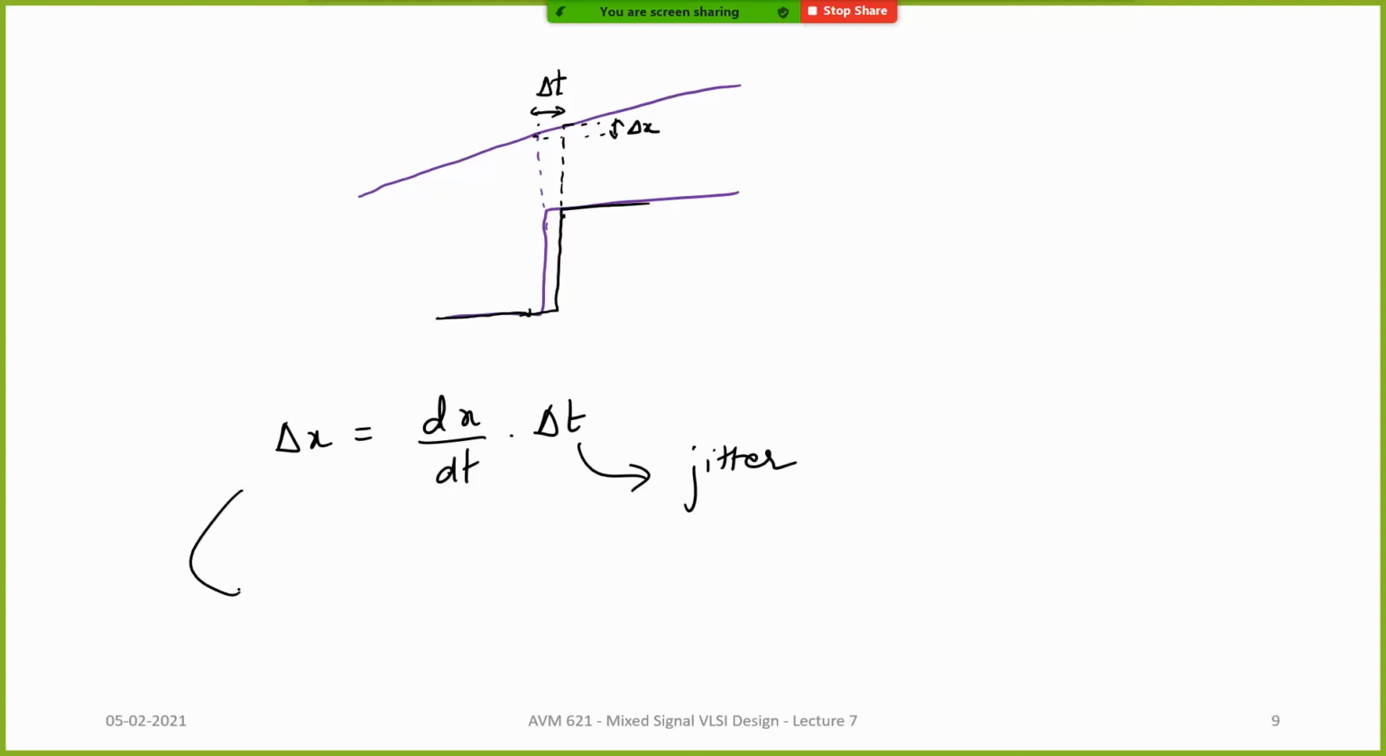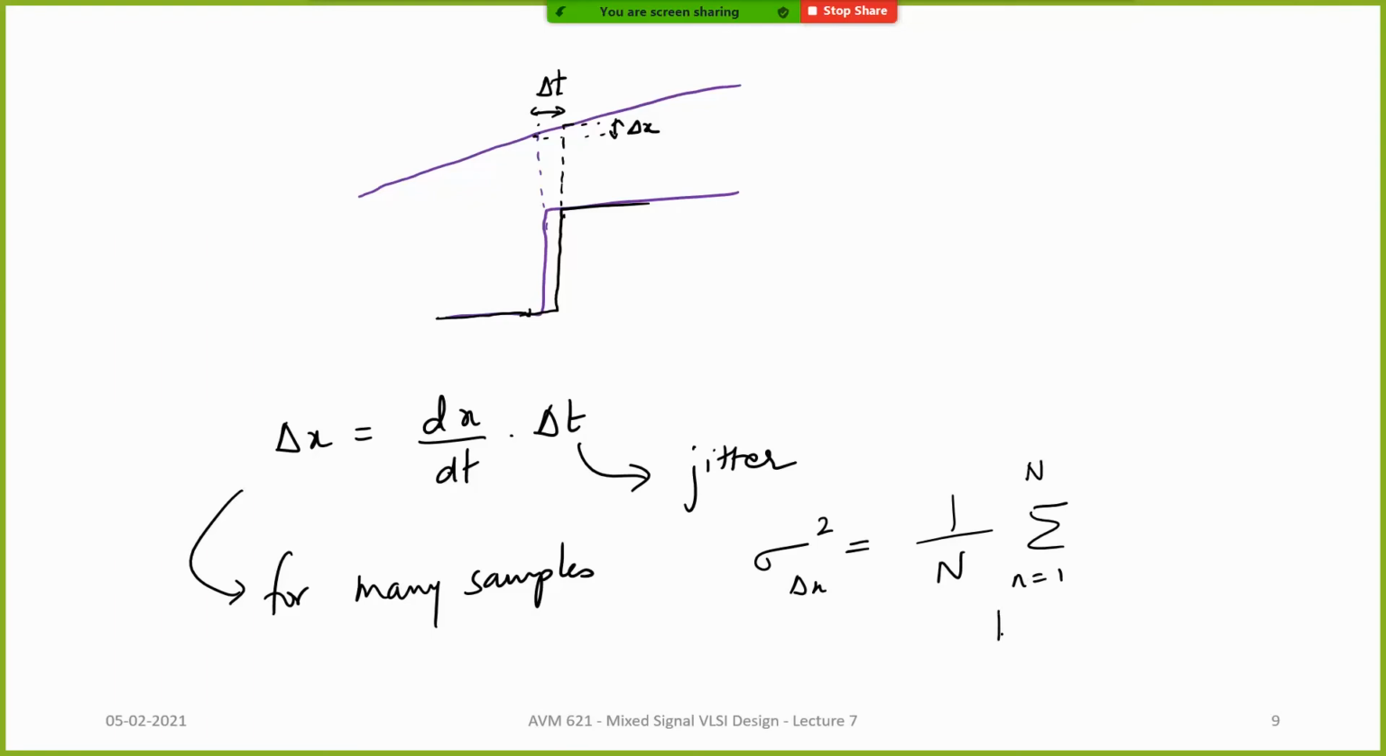You can calculate this error for many samples, and you will end up with a noise power. Sigma delta x squared can be taken as 1 by n, summation from n equal to 1 to n, where n tends to a very large number, of delta x_n squared.